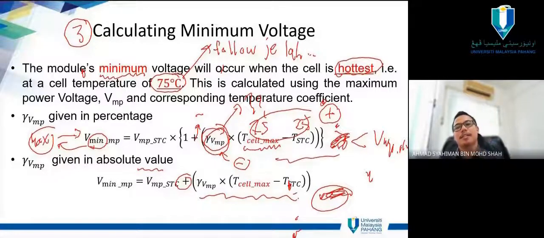Kita guna yang atas ni. So ni tak ada isu lah sebab dia percentage. Bawah tu tak boleh. Tak boleh masuk PMP yang watt tu dalam ni, sebab tak kena unit kan, unit lain. Sebab dia absolute. Begitu.